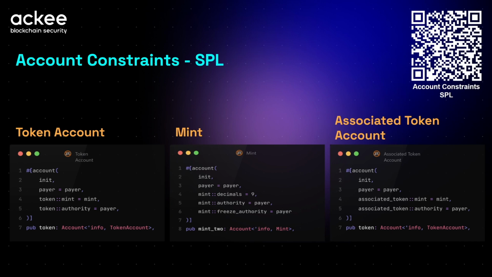If you are not initializing the associated token account, and you just want to check the address, you just specify the associated token mint and the authority, and in the background Anchor automatically derives the PDA for this associated token account and checks that the address is actually correct.